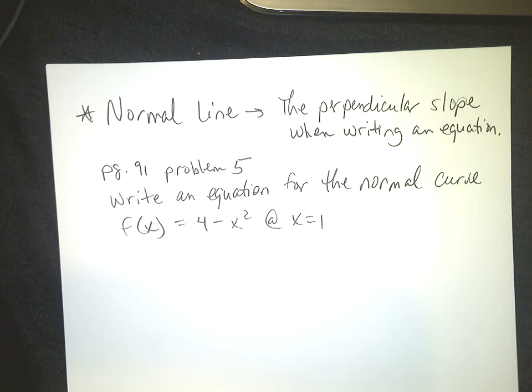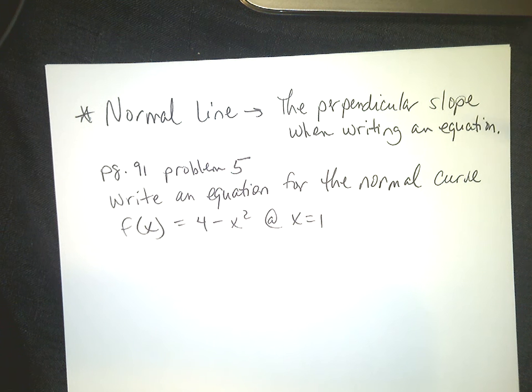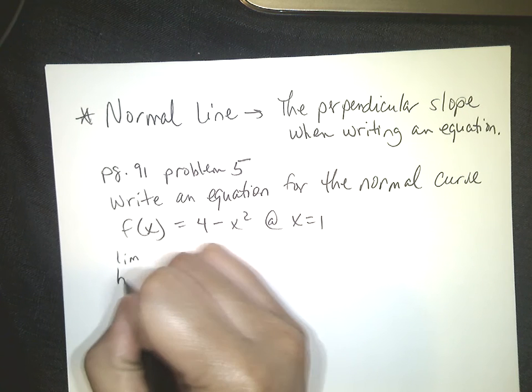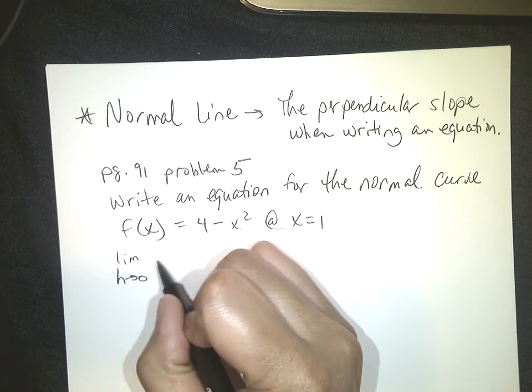Okay, so for a normal line, they want you to use the perpendicular slope when writing the equation. For a tangent line, they want you to use the parallel slope. All right. So again, let's use the difference quotient.